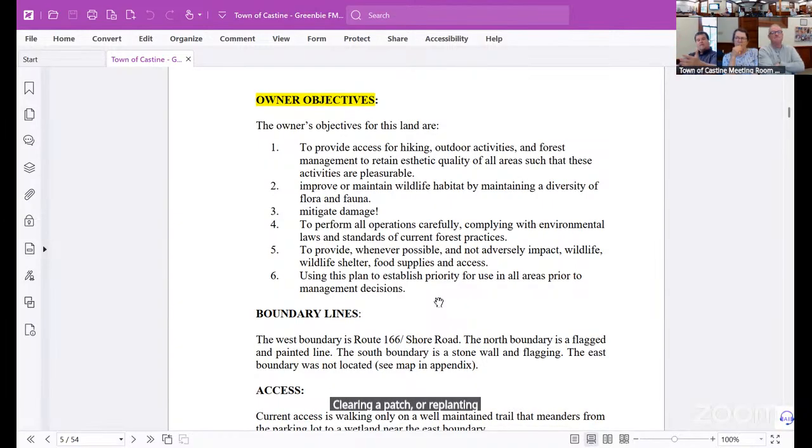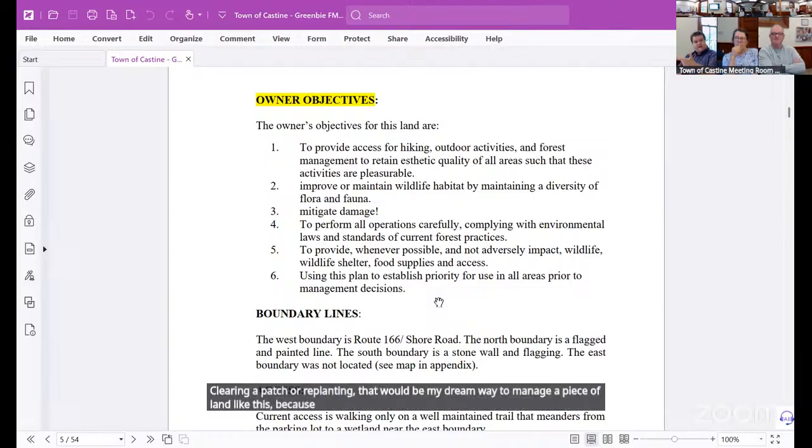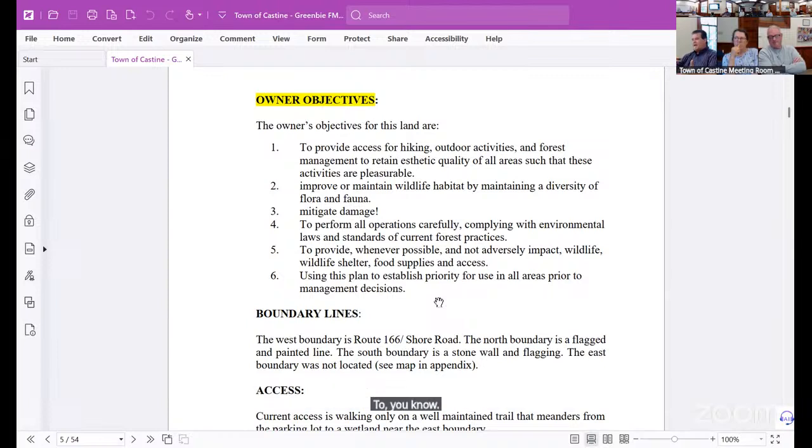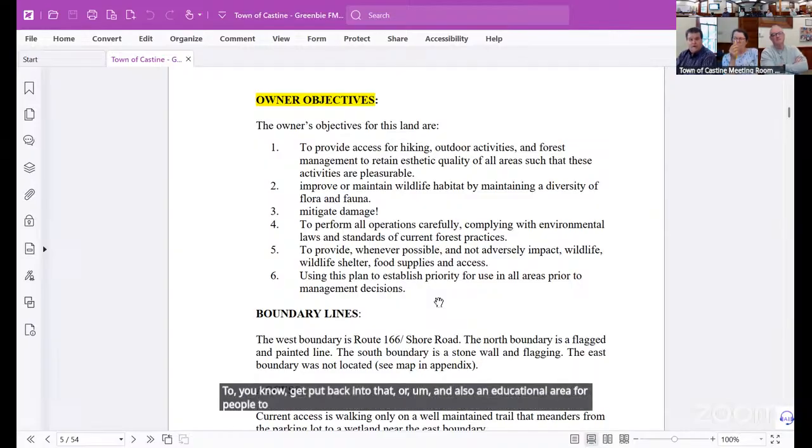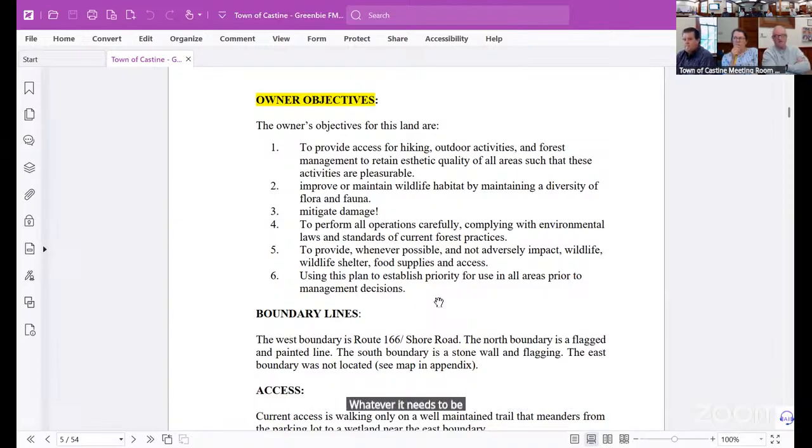That would be my dream way to manage a piece of land like this, because it's recreational, it's giving a little revenue to get put back into that, and also an educational area for people to learn, oh, this is what I should be doing on my property to properly manage it and make sure it regenerates into whatever it needs to be. Good, that's fair.